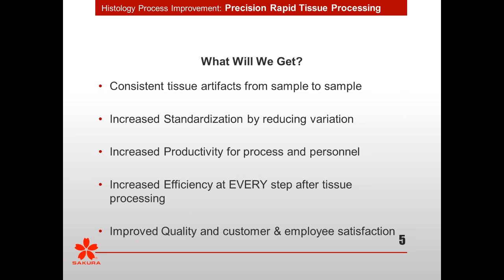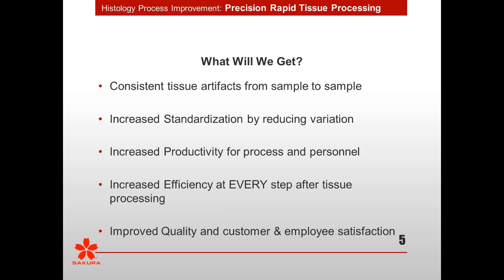Increase standardization by reducing the variation, cutting smaller samples, whether it's a tissue biopsy, whether it's a piece of uterus, a gallbladder, a colon, a breast. Cutting that and standardizing that and reducing that variation will give you consistent processing results.